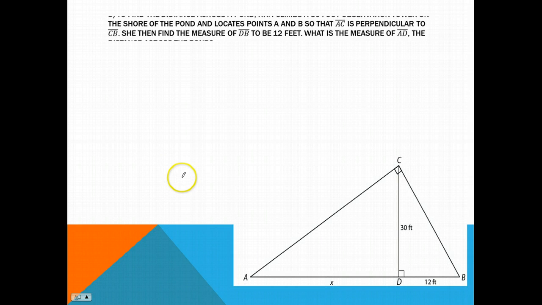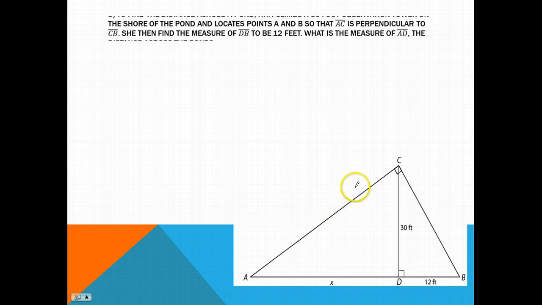So for problem 3, you're told to find the distance across the pond. Rita climbs a 30-foot observation tower on the shore of the pond. So here's a 30-foot observation tower, and she locates points A and B so that AC is perpendicular to CB. So we have a right triangle here. She then finds the measure of BD to be 12 feet, which is labeled. What is the measure of AD, the distance across the pond?